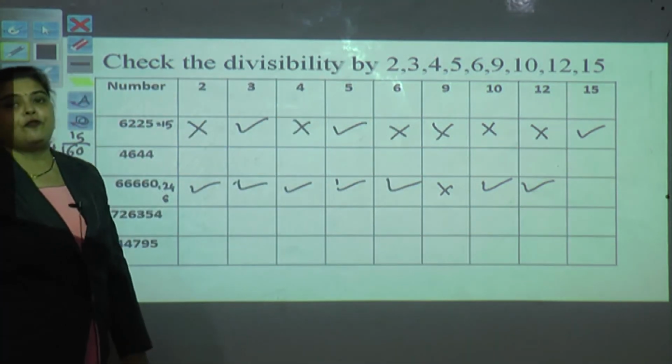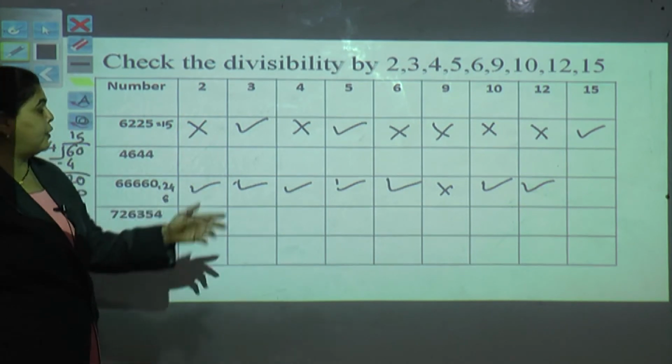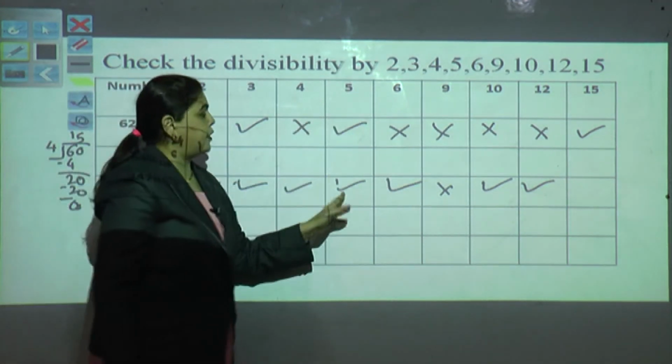What is the divisibility rule of 15? It should be divisible by 3 and 5. We will check 3 and we will check 5. Yes.